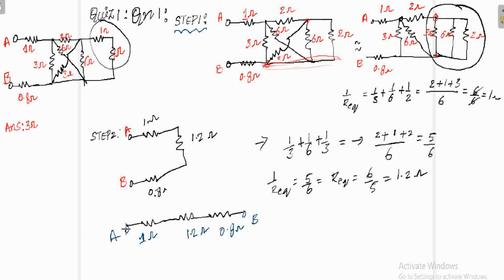Now tell me, if I want to find the equivalent resistance between A and B, how are these three resistors connected? In series. So in series, addition: 1 plus 0.8 plus 1.2, which is equal to 3 ohms. So like this we have to find equivalent resistance. Always remember, if they have asked the equivalent resistance at any point, always start from the opposite section. Try to solve the circuit in the opposite direction. So this is the way we have to find the equivalent resistance between your A and B. Thank you.